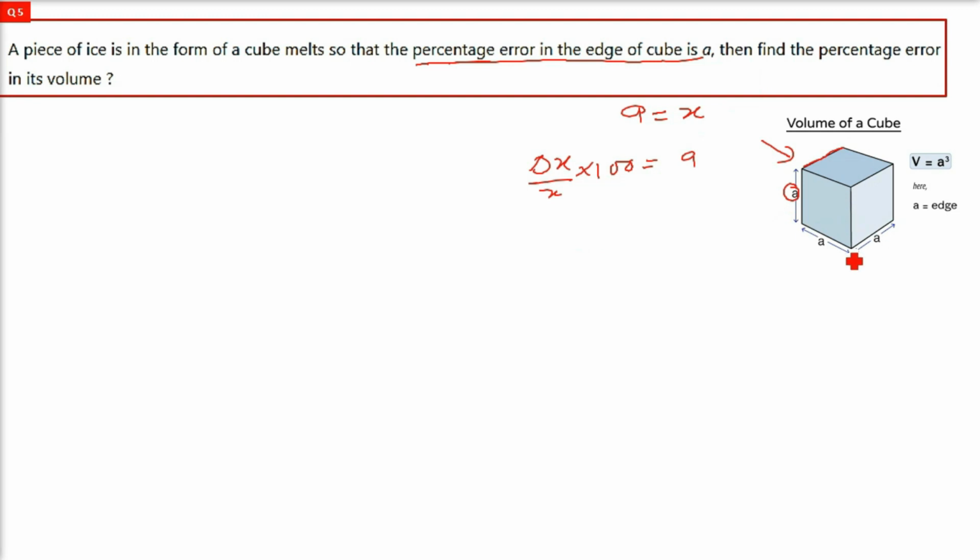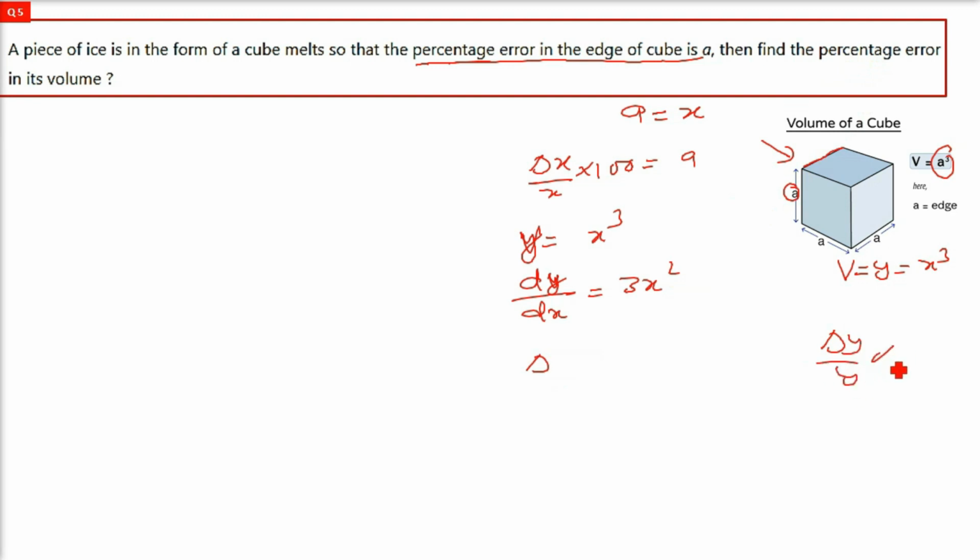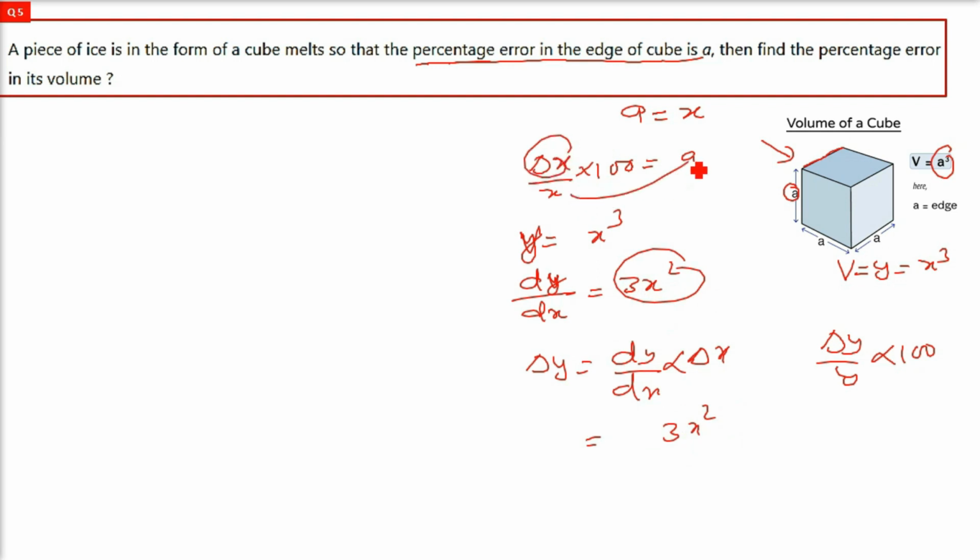Let us call volume as y. So this volume is simply x cube if A is x. So volume is x cube, dv by dx we will find out, it is going to be 3x square. Let us call it y only, 3x square. Now this volume percentage is delta y by y into 100. That is what we have to find out. But we know the formula of delta y. Delta y is dy by dx into delta x. This we already know. So this dy by dx is 3x square. Delta x from here can be computed as A into x by 100.